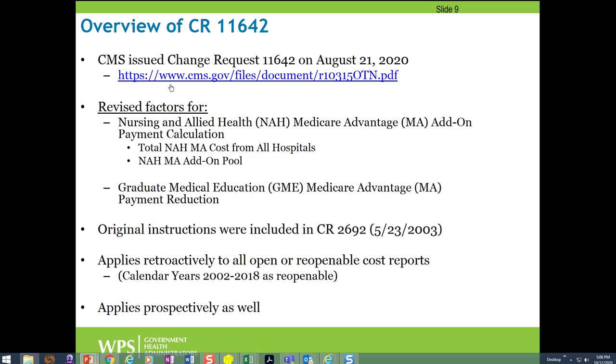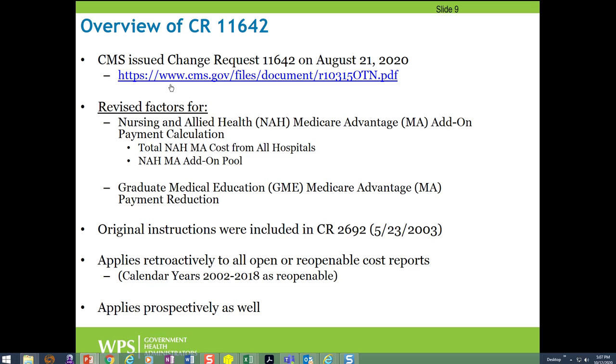Now this change request applies retroactively, but only to cost reports that are either still open or they can be reopened, or they're under an appeal for this specific issue. It could potentially go back to calendar years 2002, all the way through 2018, and eventually forward. But again, they have to be a reopenable cost report. If you have a cost report that's reopenable for some other issue, so it's already open for some other issue, let's say the DSH payment or bad debts, that does not mean we can stick this change in there as well. It has to be separately reopenable.